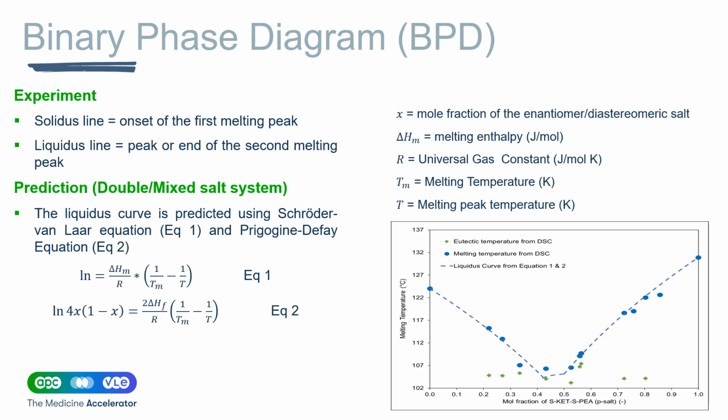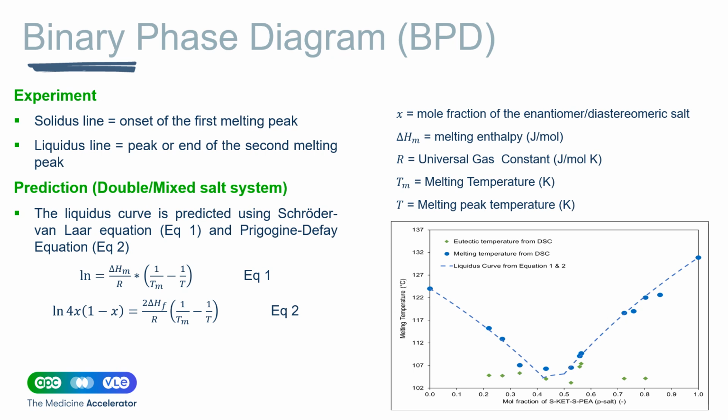In this study, we analyzed the solidus and liquidus lines to characterize the phase behavior of the salts. Solidus line, defined as the onset of the first melting peak in DSC, marking the transition where melting begins. Liquidus line, identified as the peak or the end of the second melting peak, indicating the completion of the melting.